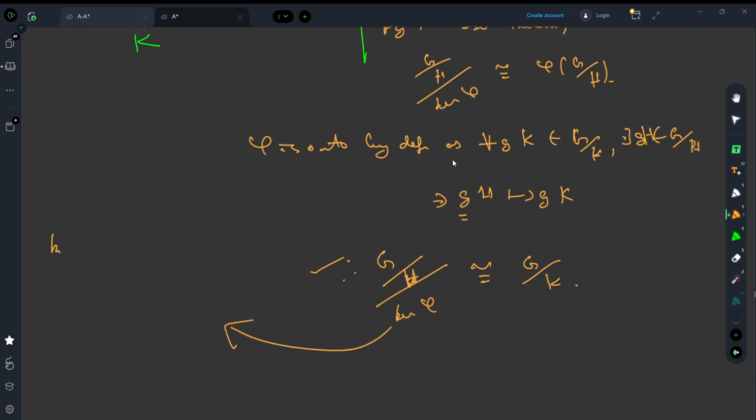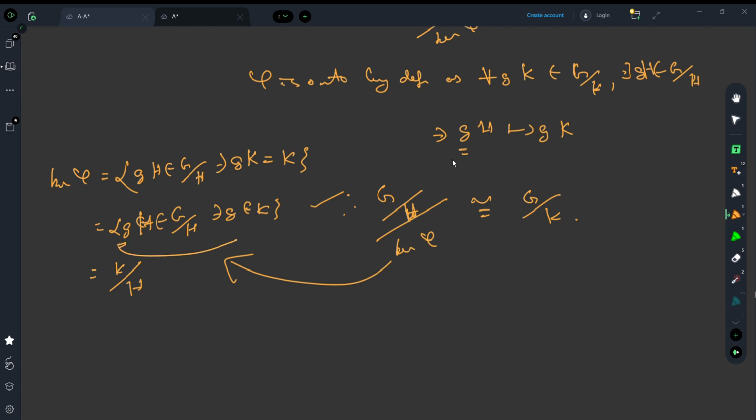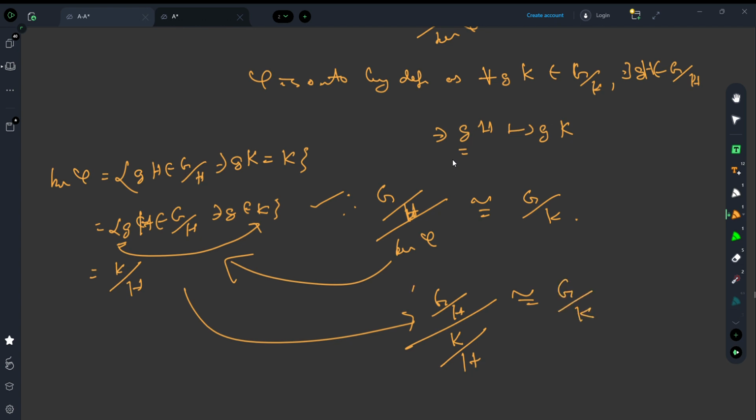What is the kernel of phi? The kernel of phi is the set of elements gH in G mod H such that it is mapped to the identity of G mod K. The image of gH is gK, so gK should be equal to K. That's the set of elements gH in G mod H such that g is an element of K. But then observe that's nothing but K mod H, because these elements g come from K, hence these are elements from K mod H. Therefore, the kernel of phi is K mod H. So G mod H mod K mod H is isomorphic to G mod K. Clear?